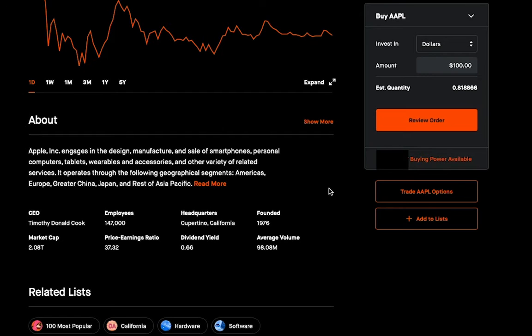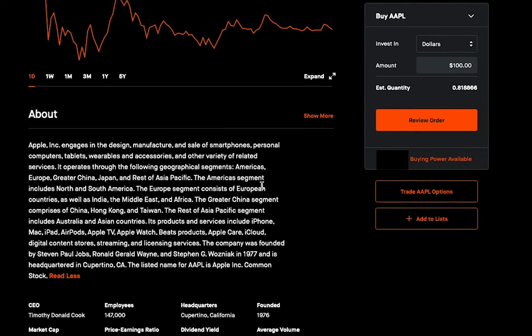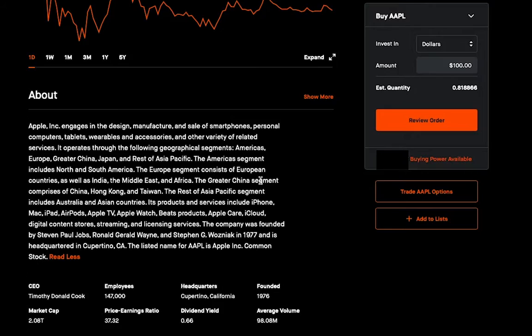Now this is kind of important. As we scroll down, we can see the About section. It gives a great description of the company Apple, and of any other company. As long as it's a pretty solid company, they give a really good description of it.